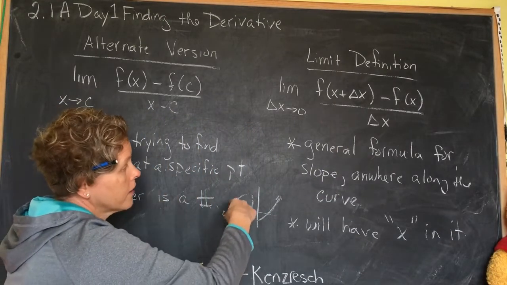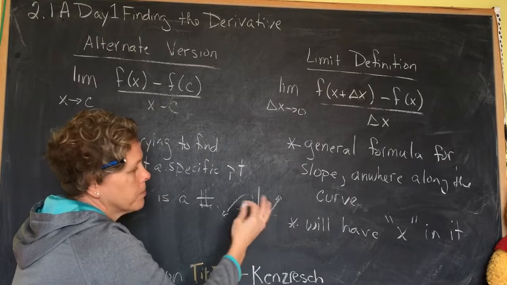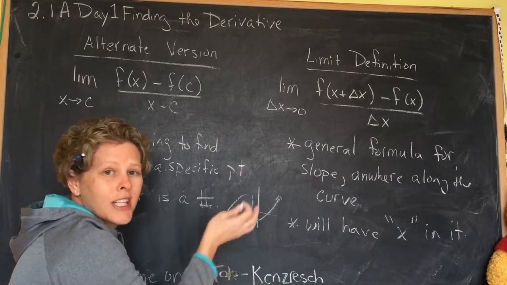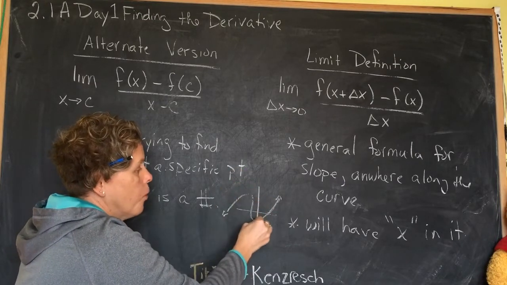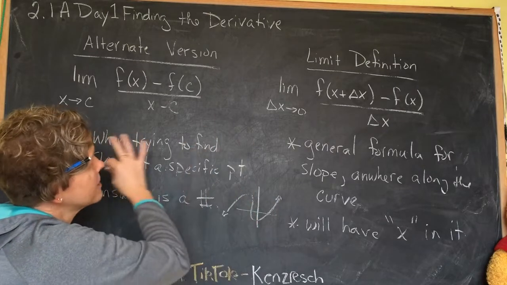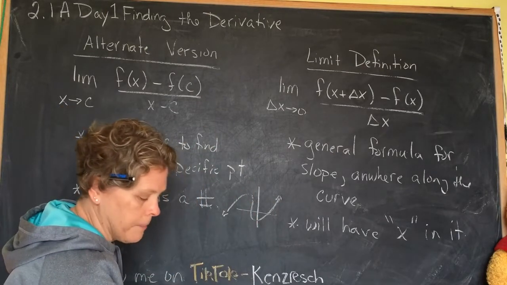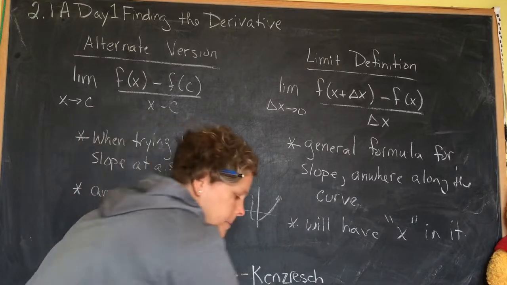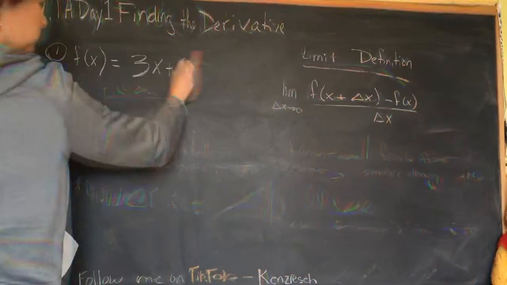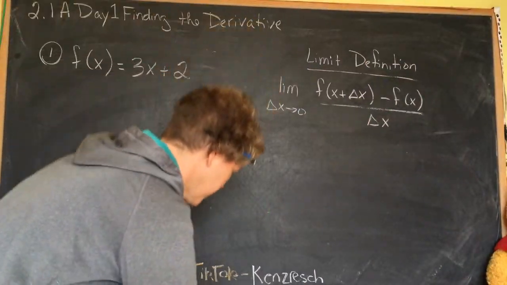Okay, so we're going to find this general formula, and then we can plug our x value into it to actually get the slope at a specific point. Okay, so this is everything to get started. We're going to do 3 examples, and then that's it for today. Okay, all right, so here's our first one. All right, f of x is equal to 3x plus 2.